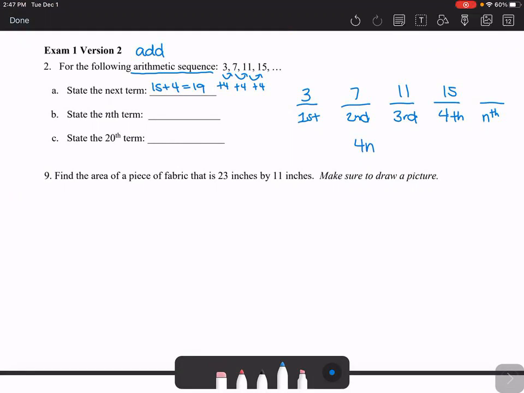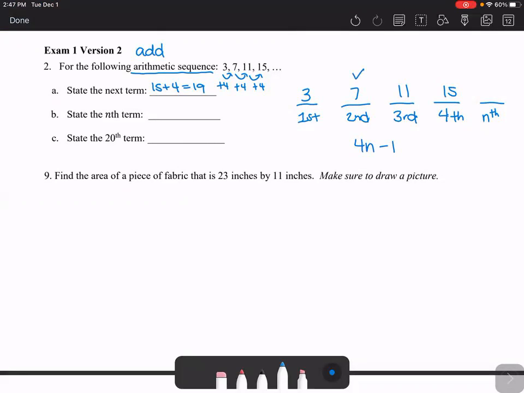But let's see what happens. It can't just be 4n, right? Because we know that the first term is 3, where if we just multiplied by 4, the first term would be 4. If we plug in n equals 1 and get 4, how do we get to 3? Well, to go from 4 to 3, we subtract 1. And then we can see if that works for all of them, right? So we multiply 2 by 4 and we get 8, subtract 1, we do get 7, it works.